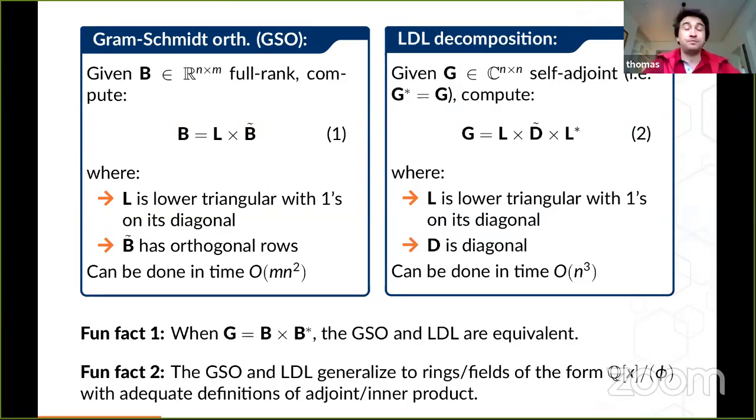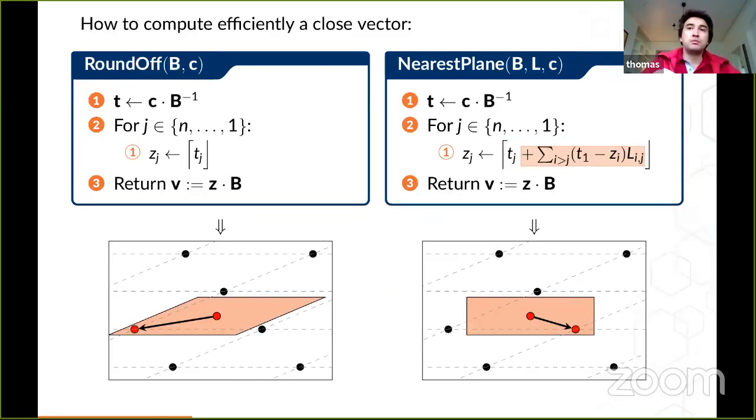Okay, efficiently finding a close vector. So the 2 most famous algorithms to do that efficiently were formalized by Babai, even though they did exist before. So it's the round-off algorithm and the nearest plane algorithm. So the round-off algorithm takes your target, and instead of expressing it in the canonical basis, you will express it in the basis B.